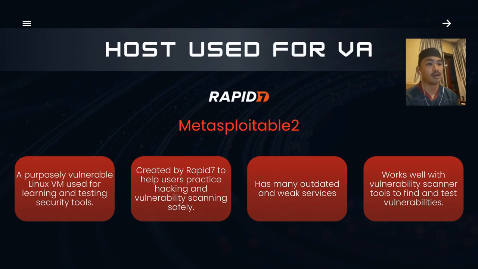Alright, this is the host used for vulnerability assessment, where we chose the vulnerable machine Metasploitable 2. First, Metasploitable 2 is a purposely vulnerable Linux VM that is used for learning and testing security tools. Metasploitable 2 is built to contain known vulnerabilities, so users can safely test scanning tools without any legal risk or real damage. Second, it is created by Rapid7 to help users practice hacking and vulnerability scanning safely. It is developed by the same team behind Metasploit and is widely used in cybersecurity training and also CTF.